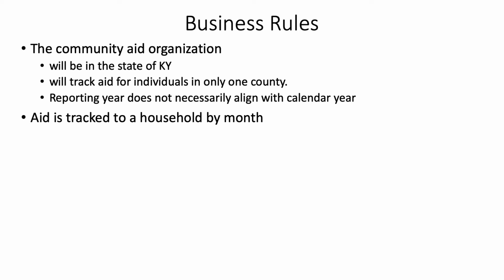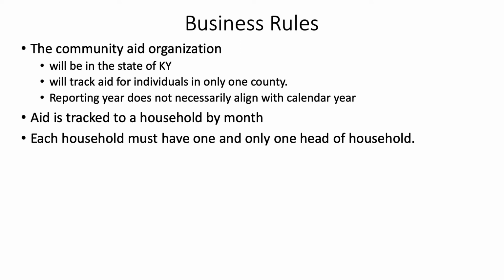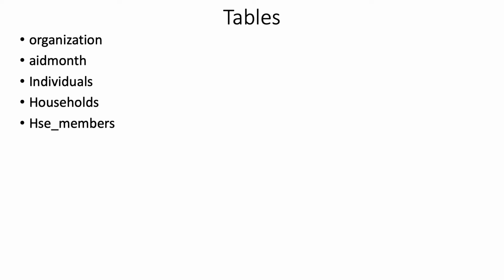Okay, our next business rule is that aid is tracked to a household by month. Well, I bet we're going to need to have some way to keep up with households and the individuals in them. Two more tables. Each household must have one and only one head of household. So we're going to have to relate the individual people back to the household. I think I've come up with an idea that is going to be pretty slick. But right now, all we know is that we're going to need a table that's household members so that we can keep up with who's in each household.